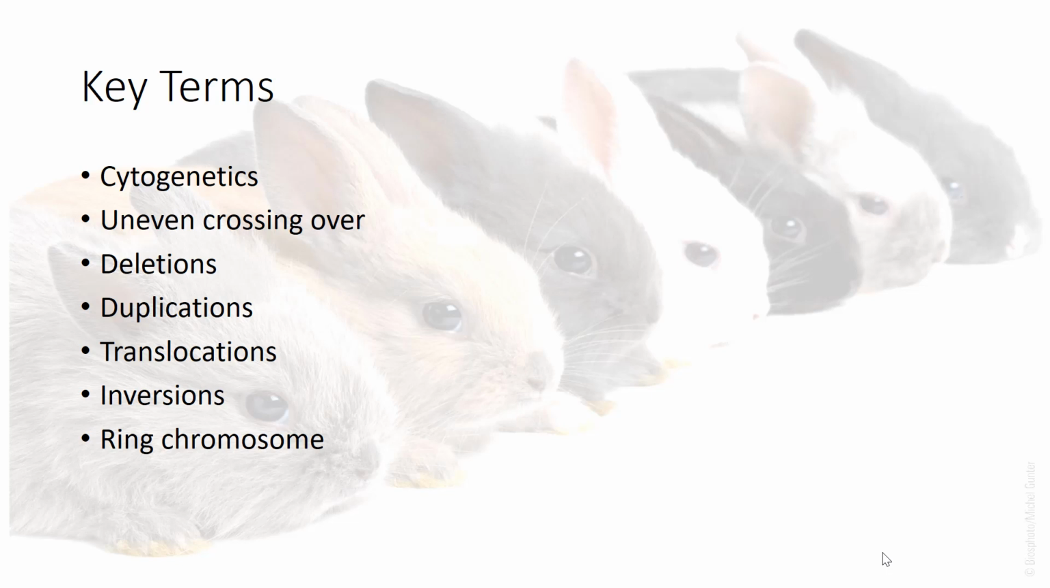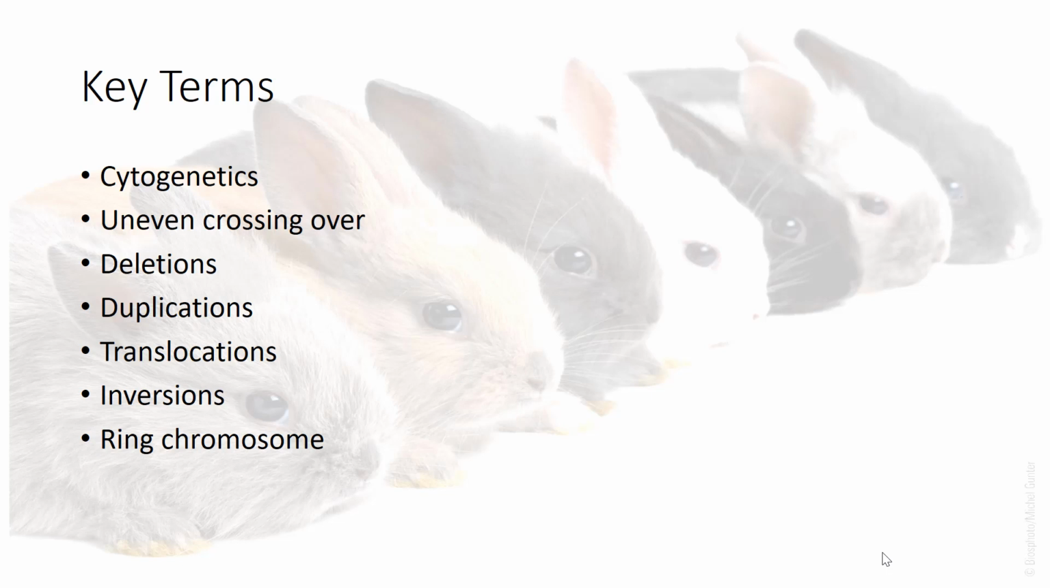Ring chromosomes happen when you have deletion events at both ends of the chromosome. So you get deletion events at both ends. You end up with double-stranded breaks at both ends of the chromosome. And then the machinery that tries to match up fragments will sometimes match up the two ends of the chromosome, forming a ring structure.